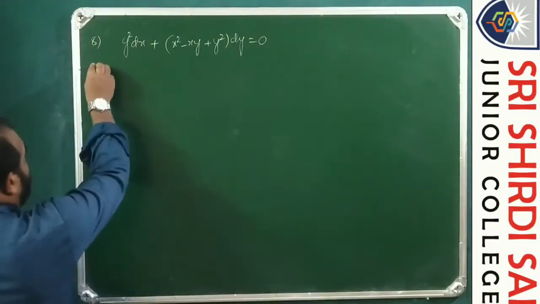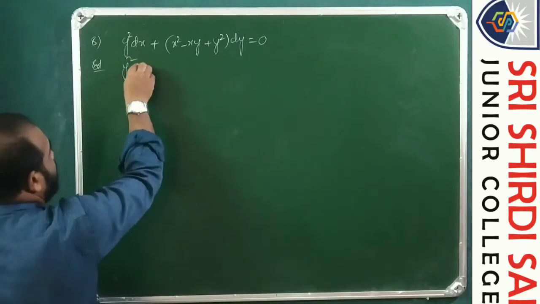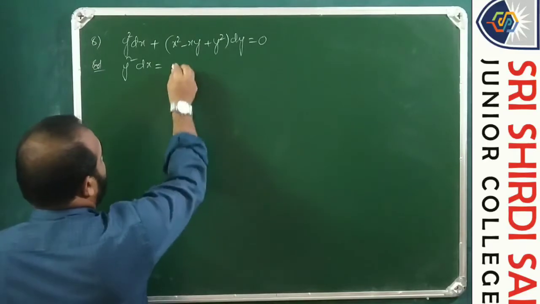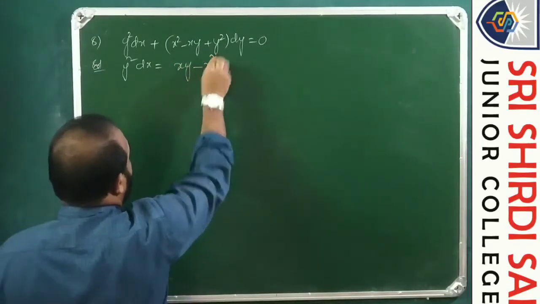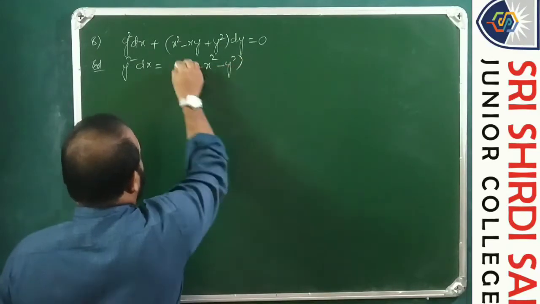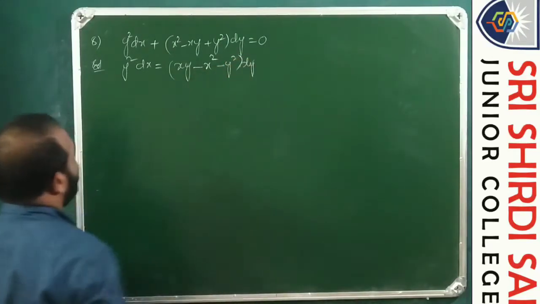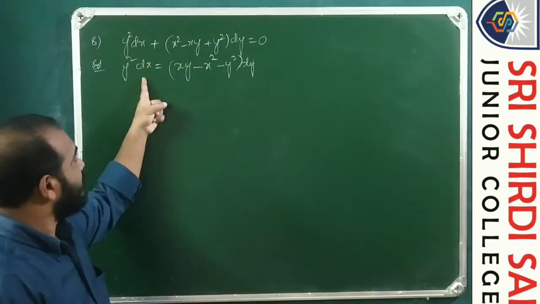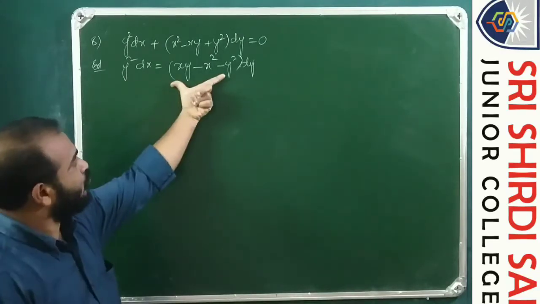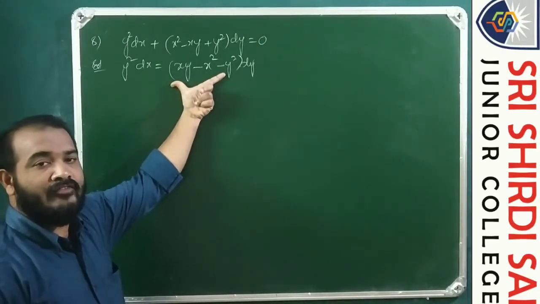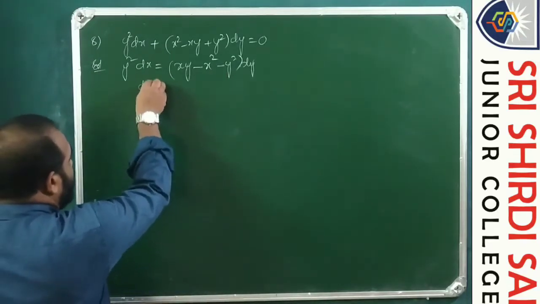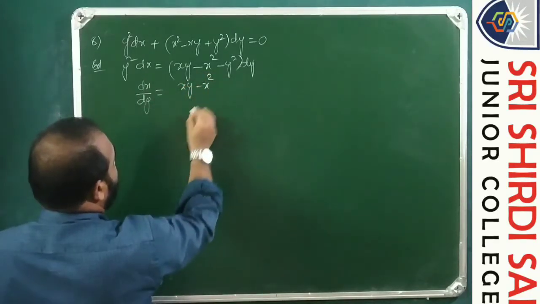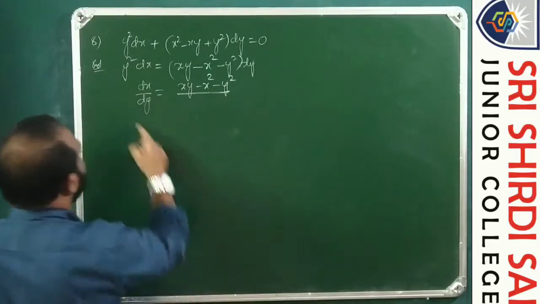So this is equals to y square dx is equals to this, on transposing onto the other side we will be getting (xy minus x square minus y square) dy. So if we find dy by dx, dy by dx is y square by (xy minus x square minus y square), which we cannot proceed any further, for which let us prepare for dx by dy. So this is equals to (xy minus x square minus y square) by y square.